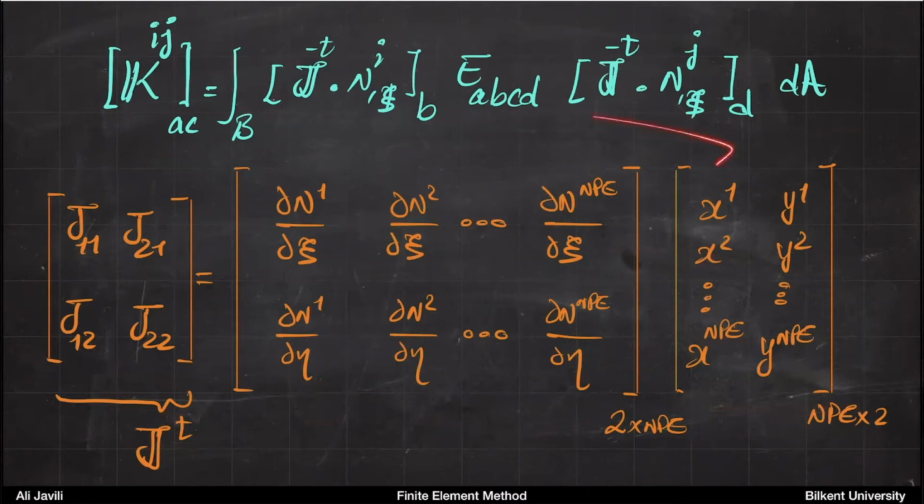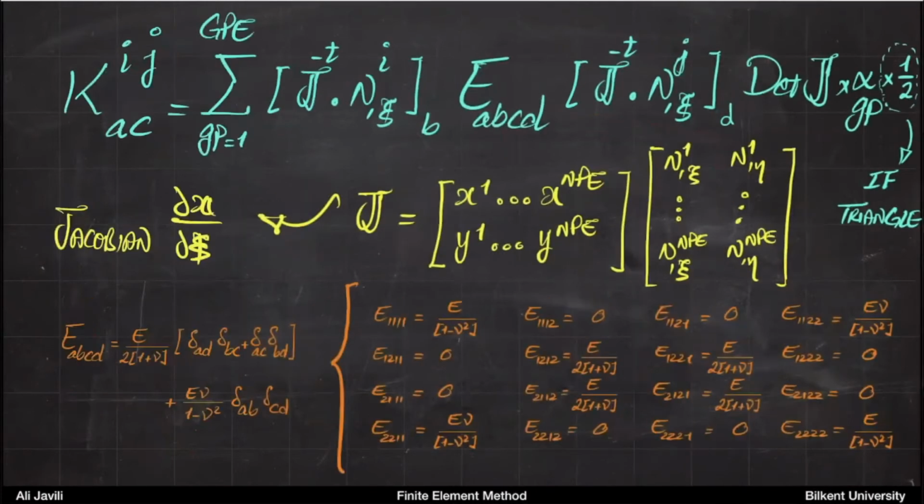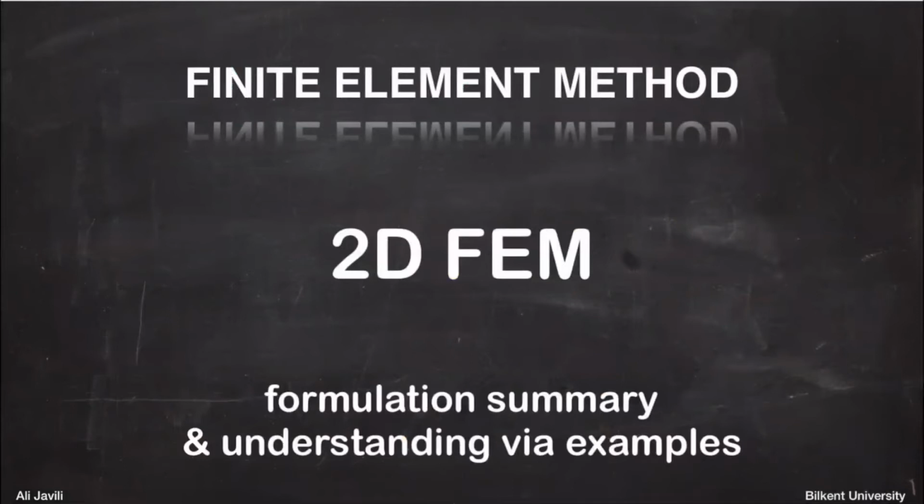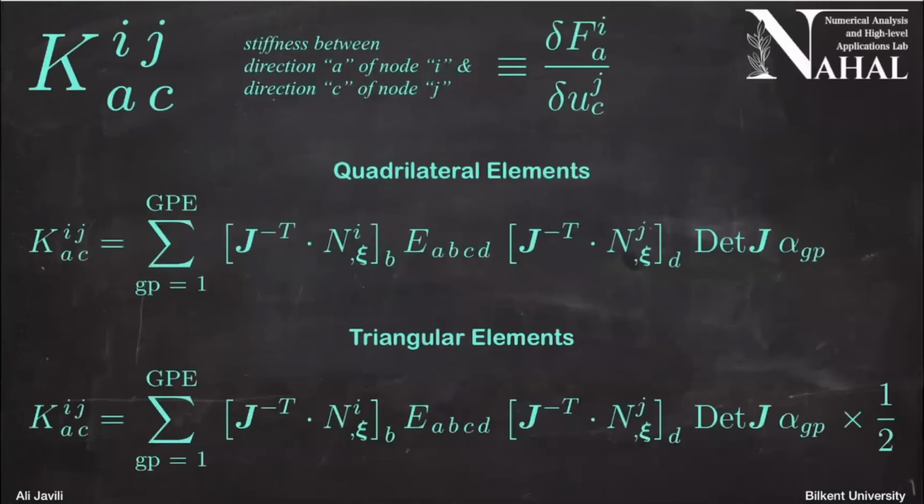Or you can just do the transpose version of this and write the J itself, where you would have the coordinates on the left-hand side, and then these derivatives on the right-hand side. So this is everything that you need. Based on that, I just want to summarize everything, and then we will show you the example.